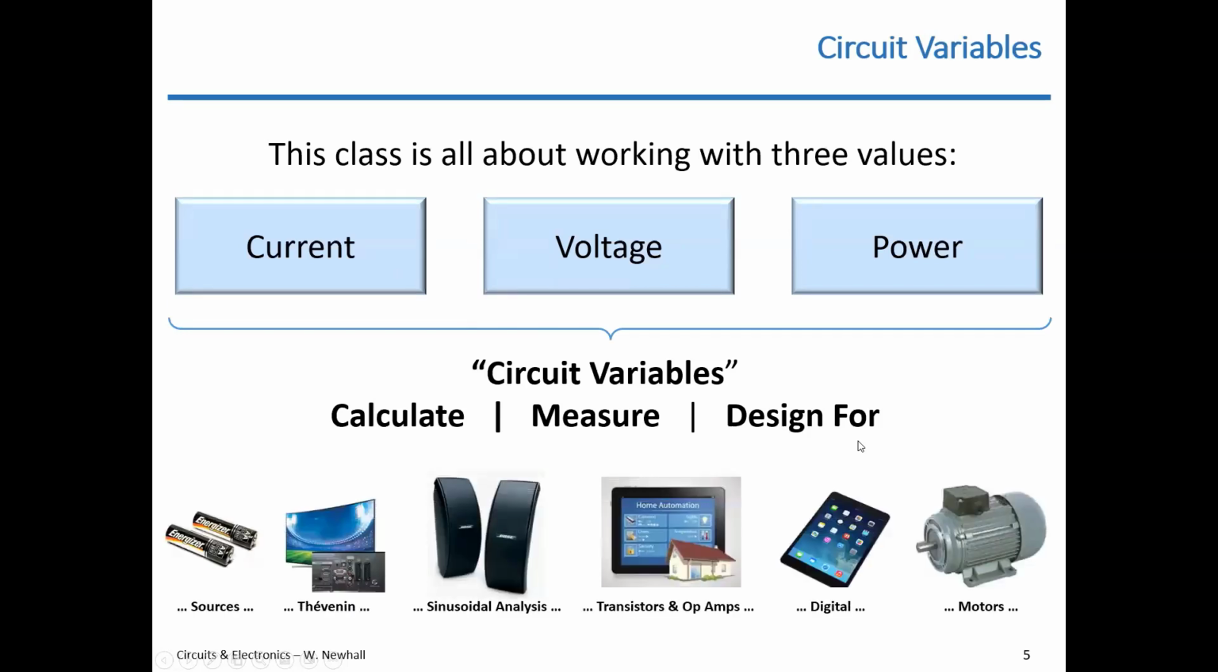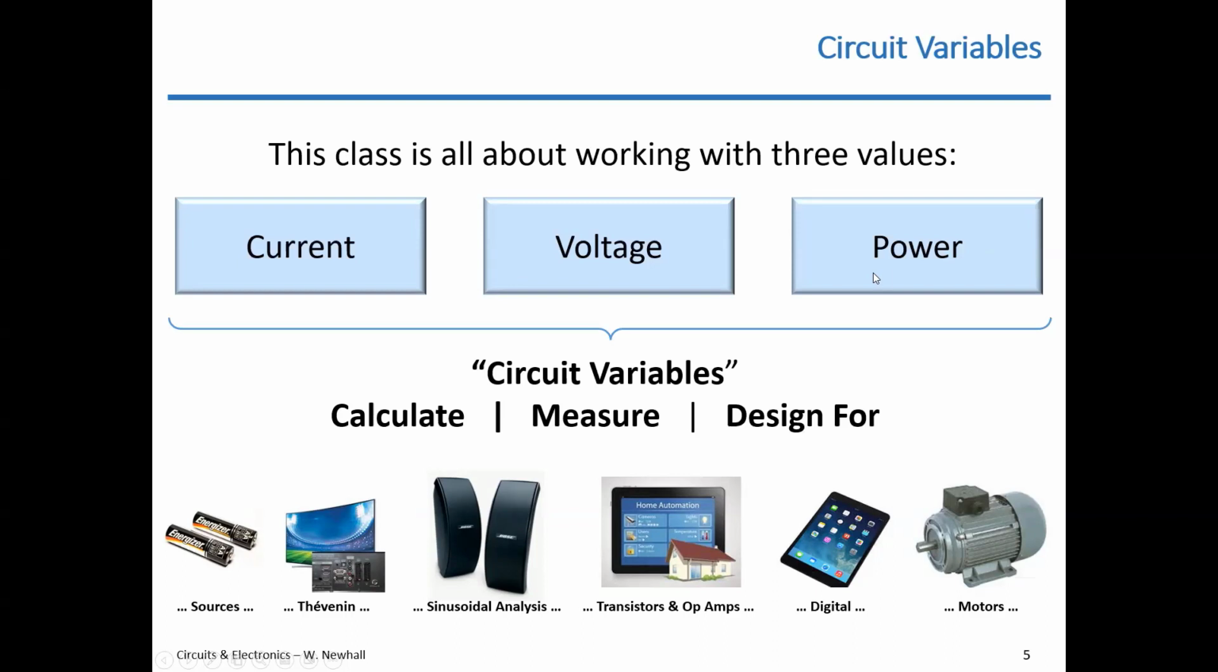I will do my best to relate all of these to practical applications. Like when we talk about sources, I'm going to be mentioning batteries. Thevenin equivalents, I'm going to be talking about interfaces to electronic devices. Sinusoidal analysis, the frequency response of speakers, and so on, right? We'll talk about transistors and op amps and how they relate to computing, digital logic and how that relates to microprocessors and microcontrollers and motors, right? Voltage, current, and power, and how that relates to delivering power to a mechanical system through a motor or through a servo. Okay, so the takeaway is when we talk about circuit variables, think current, voltage, and power.